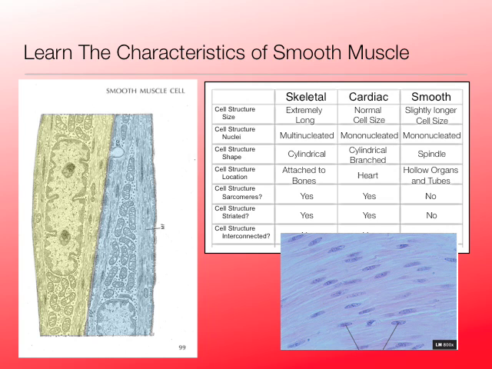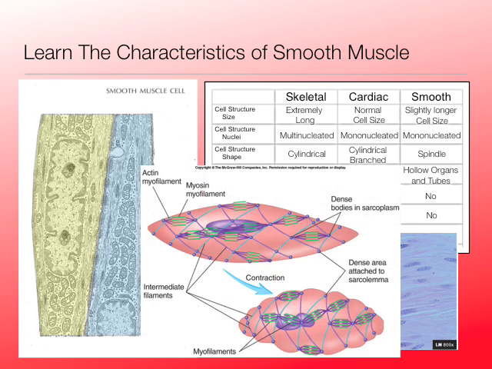How does this stuff contract then? Do you think this has actin and myosin? Maybe. Yes, it does. Okay, it has to, or you don't have contraction, right? And you've got a nice picture. This is fairly new in our textbook too. I think this is just 1 or 2 editions old.